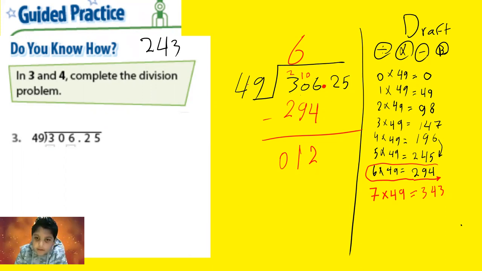Still 12 is less than 49. So drop, bring down the decimal point up. But I can't. Yes, so we will put the decimal point up.